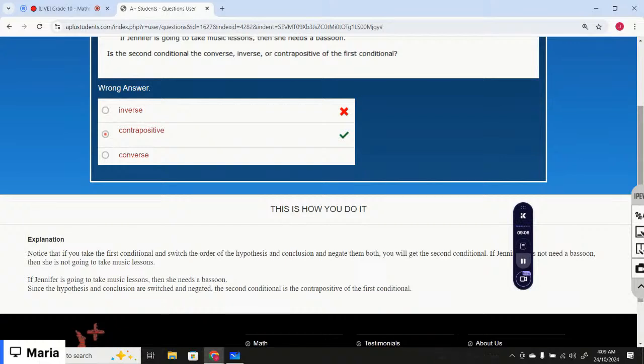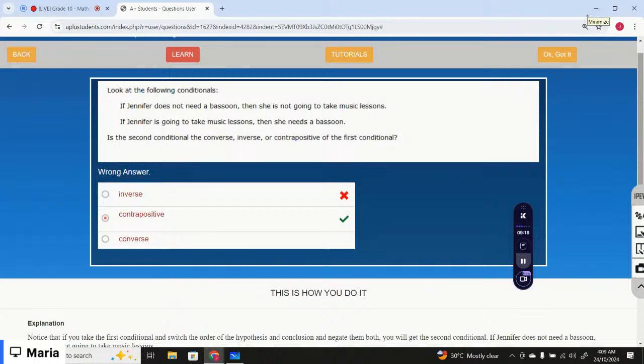If you take the first conditional and switch the order of the hypothesis and conclusion and negate, okay, they both are negated in the second one, right? So that is the contrapositive, right? They are the negation of the first one. Their conclusion and hypothesis are switched, and also that is the contrapositive.